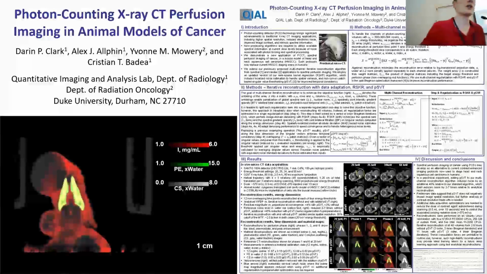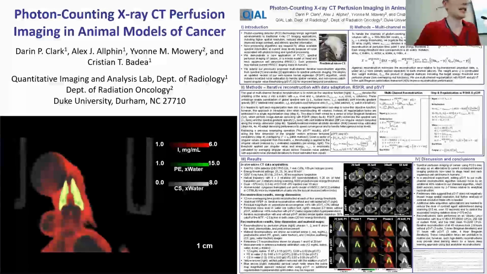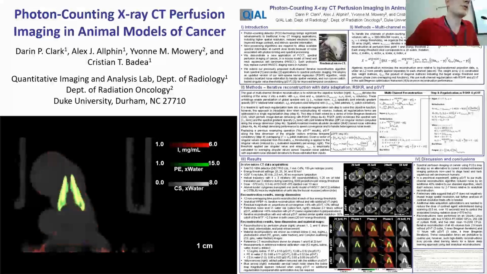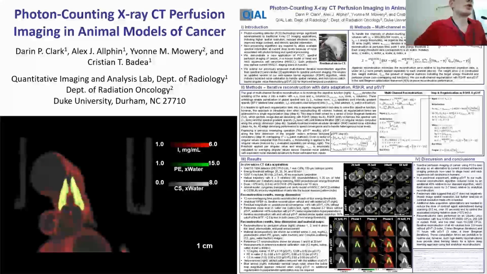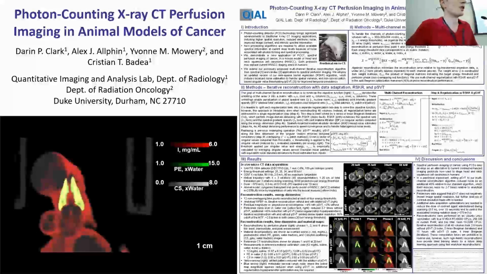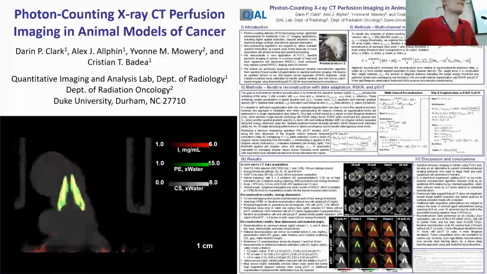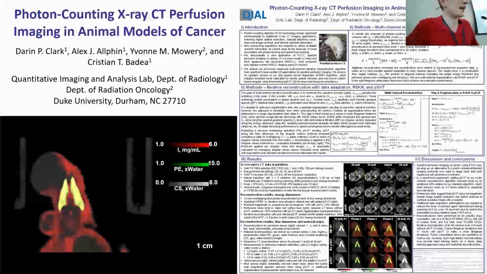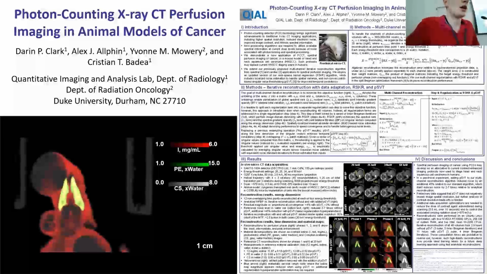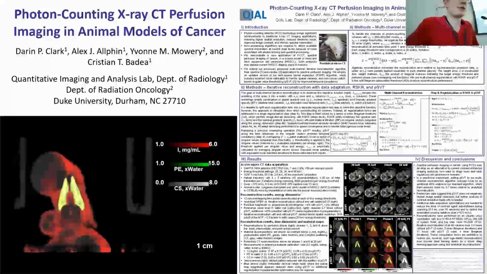Hello, my name is Darin Clark from Duke's Quantitative Imaging and Analysis Laboratory. The focus of my work here is on reconstructing tumor perfusion imaging in the mouse, so 48 simultaneous volumes. We've developed a series of multi-channel GPU-based reconstruction tools that we'll be releasing open source shortly. So if you have questions about the cancer imaging application or other related applications such as cardiac imaging, please stop by my poster.